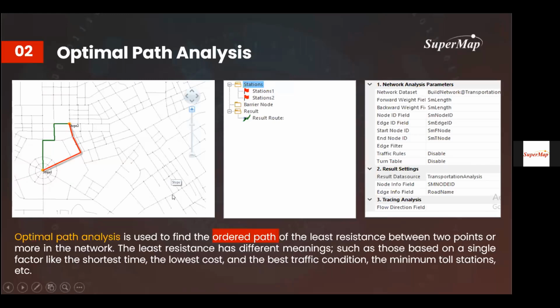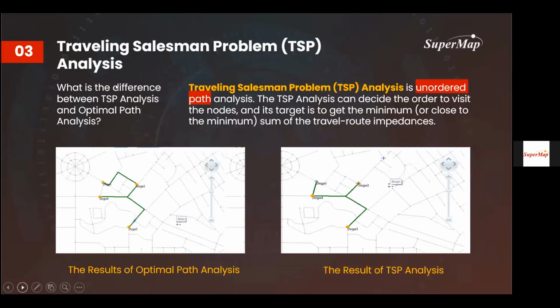Network analysis in SuperMap. We also have the traveling salesman problem, or TSP analysis. It's an order path. The TSP analysis can decide the order to visit the nodes, and its target is to get the minimum or close to the minimum sum of the travel route impedances.